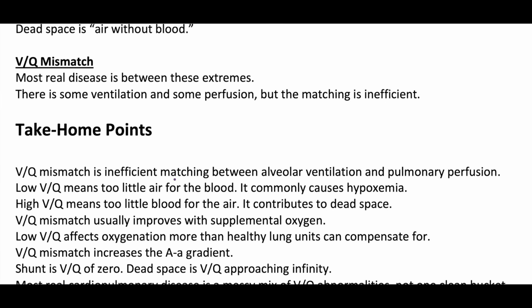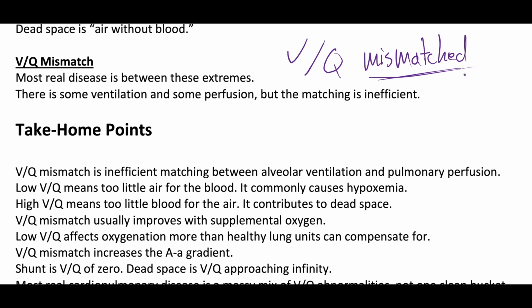Whereas VQ mismatch is between these extremes. You have some ventilation, you have some perfusion, but it's just mismatched. And that's why it goes up when you give supplemental oxygen. The hypoxemia improves because you're just increasing the amount of oxygen tension.